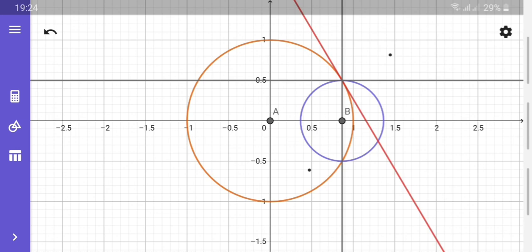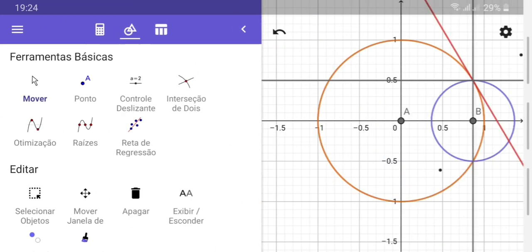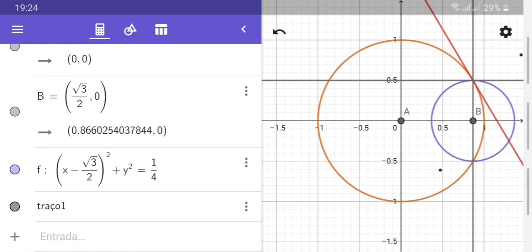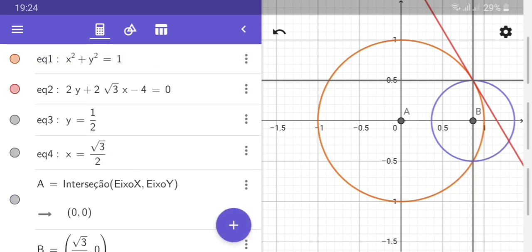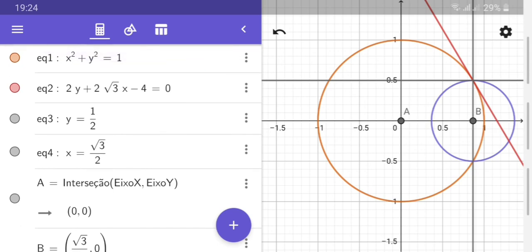I hope you understand. Here, if you want, try to put them in a program. You can go in Desmos or GeoGebra. I'm here in GeoGebra, and you can put these things and play with them.